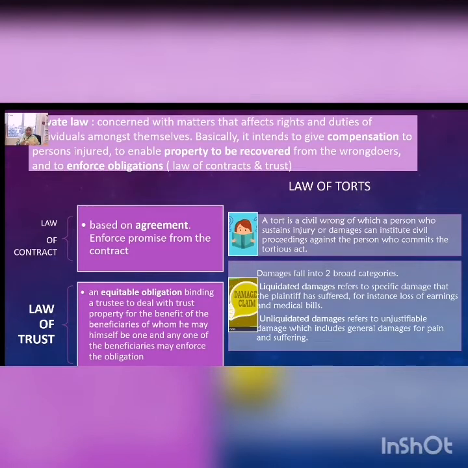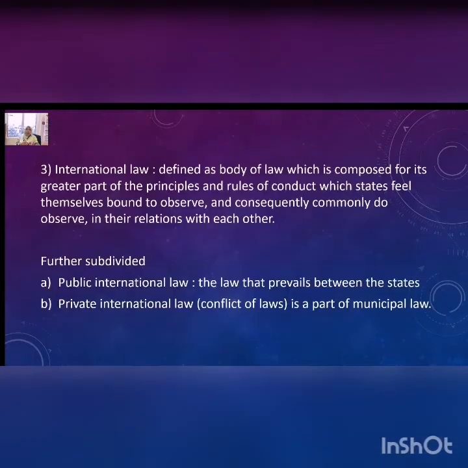Okay, unliquidated damages, it is unquantifiable. You tak boleh kira, because it includes also the psychiatric punya damages. Or what happened if there is a miscarriage? So what will happen to her? So she can claim also for that suffering, for payment of compensation.